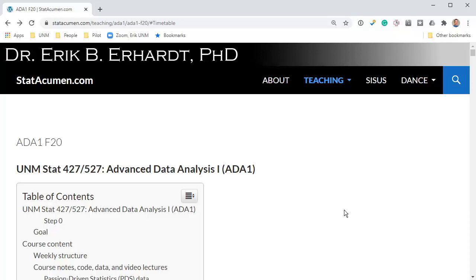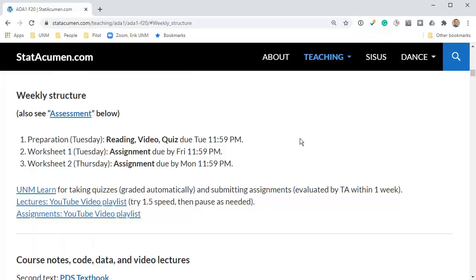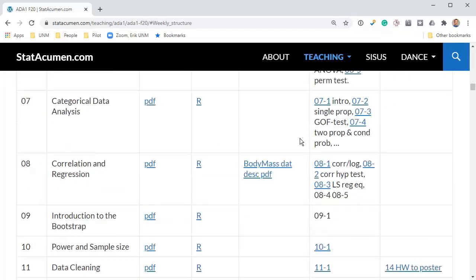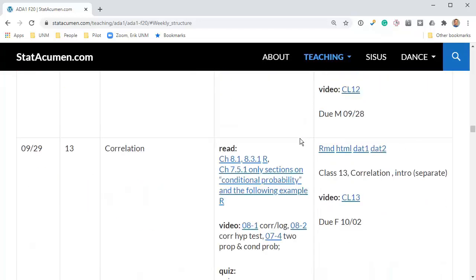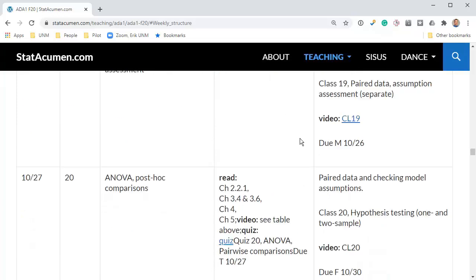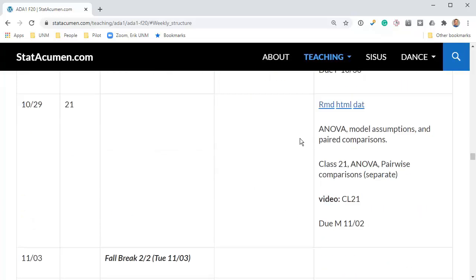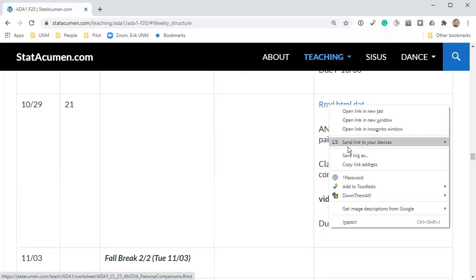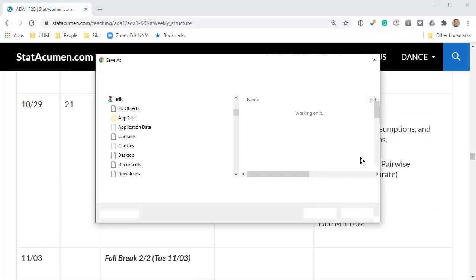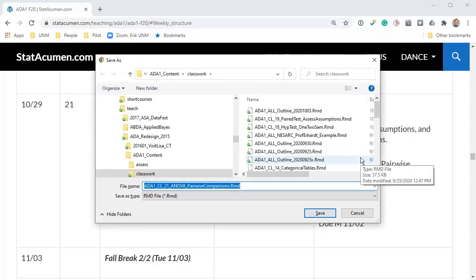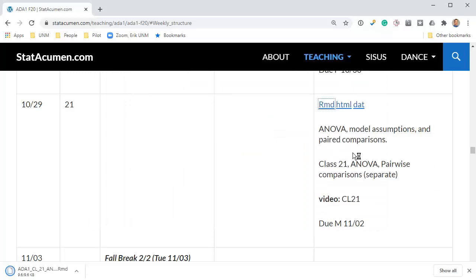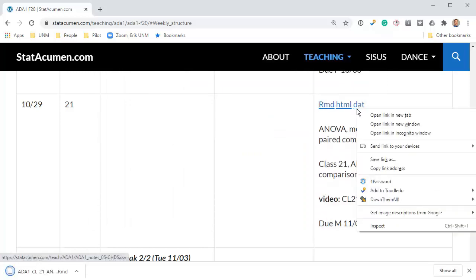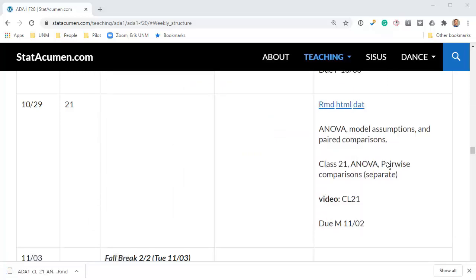In this video, I will help get you started with Class 21 on Analysis of Variance, ANOVA, and Pairwise comparisons. So we'll scroll down to Class 21. And this has its own Markdown file and data file. So we will start by downloading these to the appropriate directory. My classwork directory is where these go: the RMD file and the DAT file.